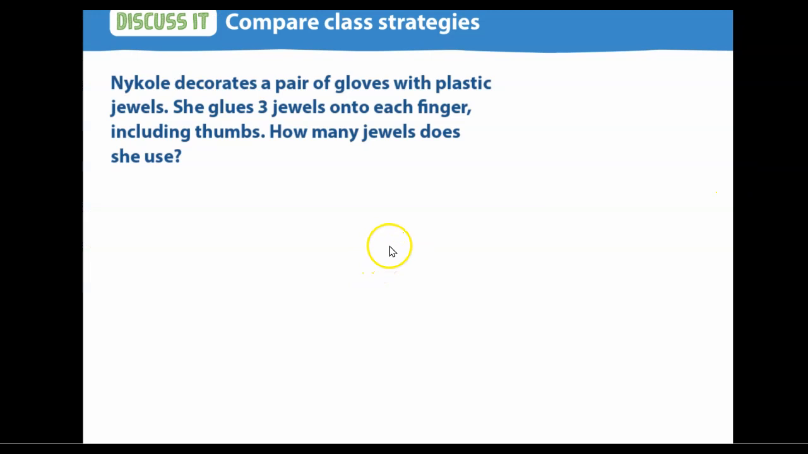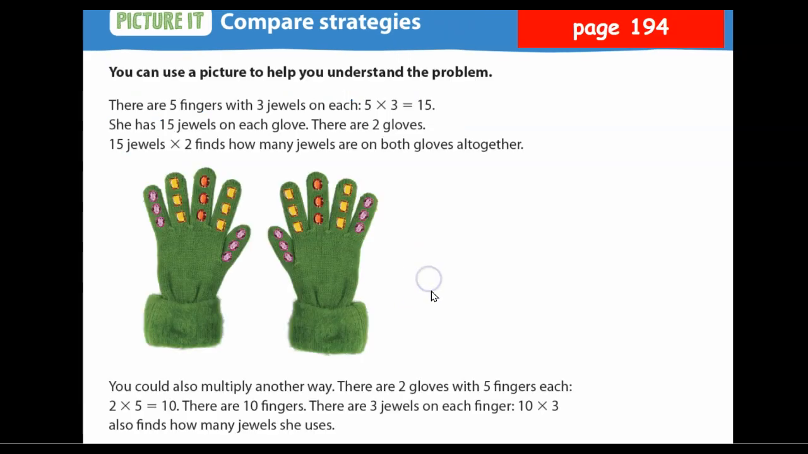All right, let's do this example right here, okay? It says Nikolai decorates a pair of gloves with plastic jewels, okay? She glues 3 jewels on each finger, including thumb. How many jewels does she have? Well, it looks something like this, right?